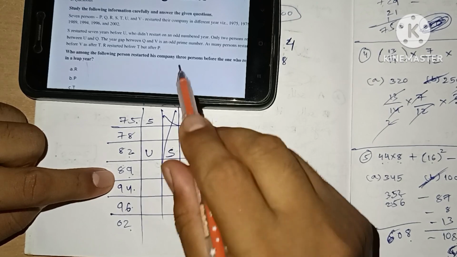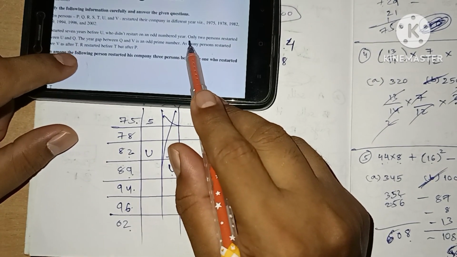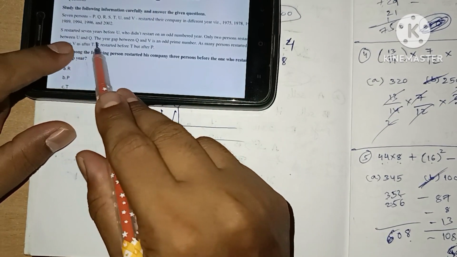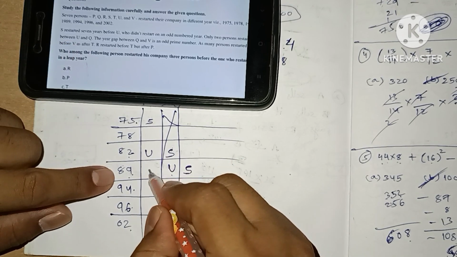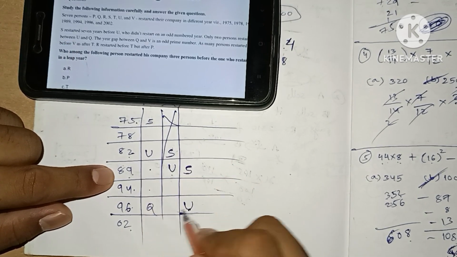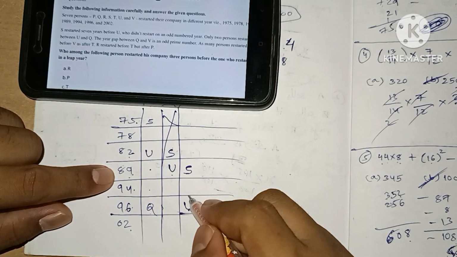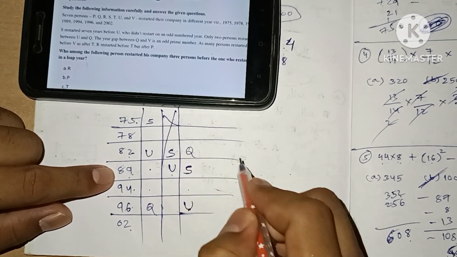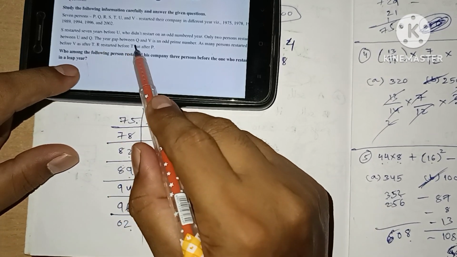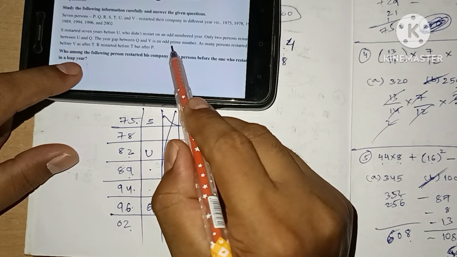Okay. Next, the next statement is only two persons restarted between U and Q. So with U and Q having only two persons between them, this is the place for Q. In this case, 1, 2, this is the place for Q. The year gap between Q and V is an odd prime number.